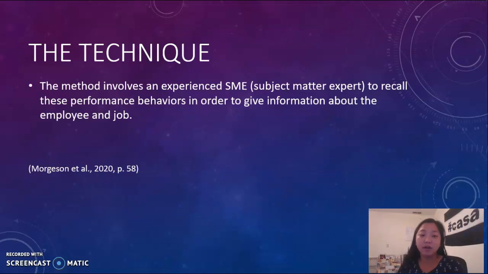So the method involves an experienced subject matter expert to recall or record this information about the employee or the job. In the previous examples, we talked about classroom performance through their grades. A principal or another instructor could do a performance evaluation on a teacher and use the success of the classroom to do the appraisal.